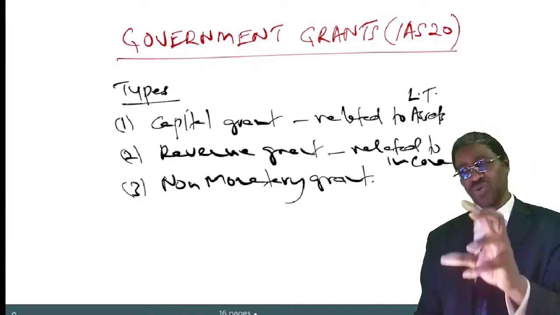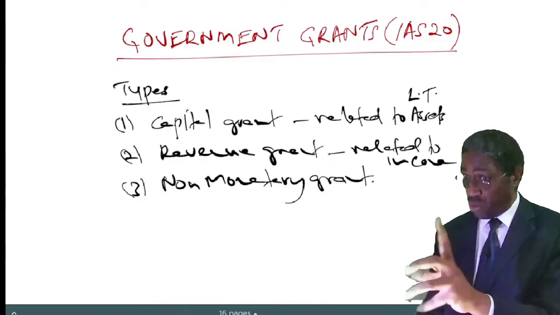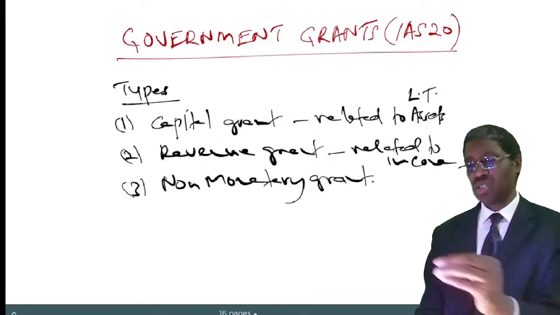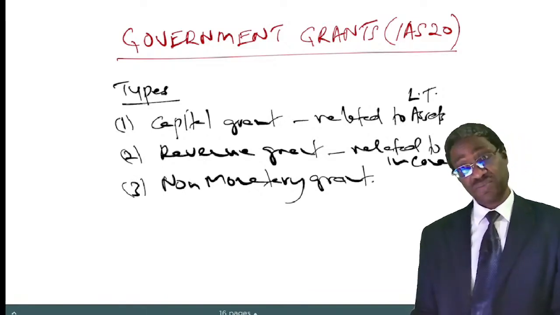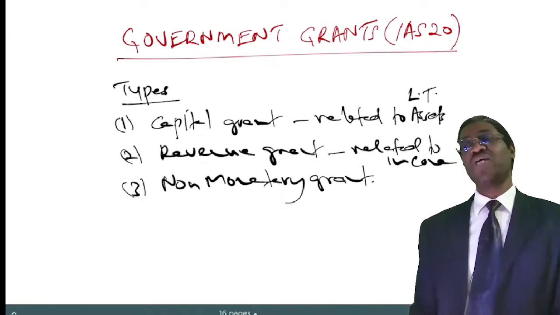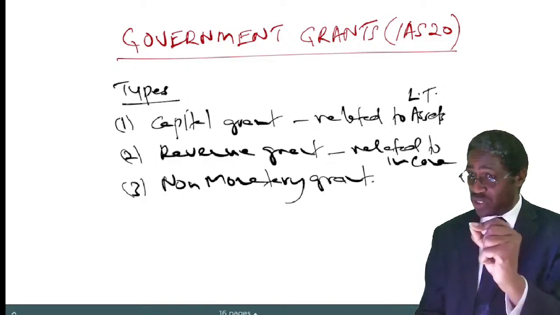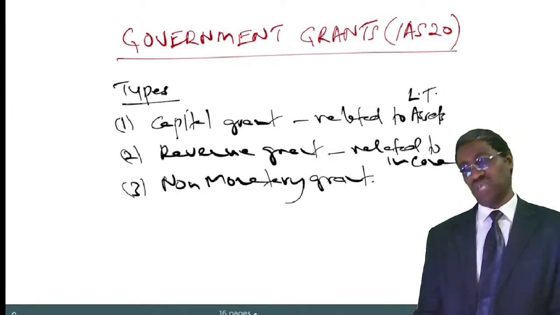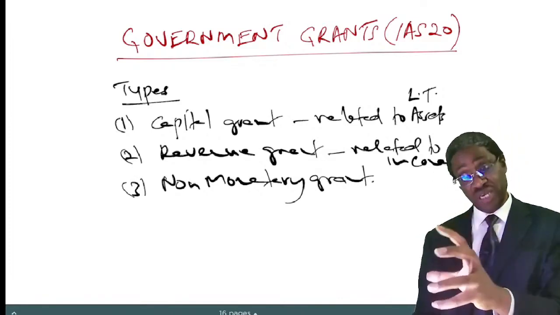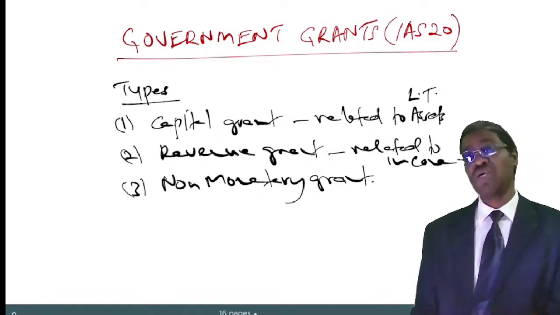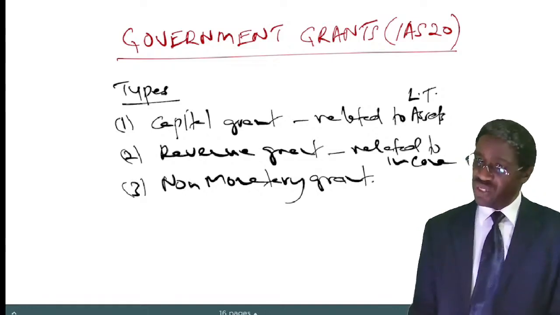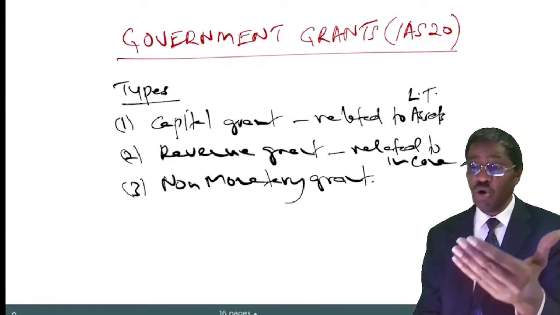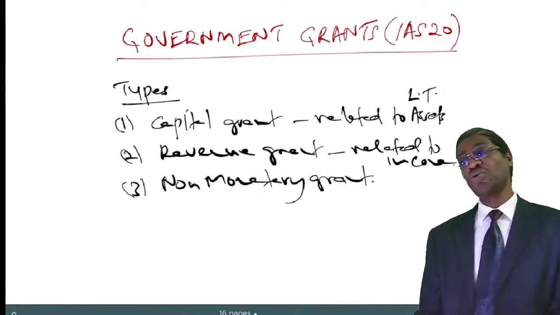A capital grant is related to long-term assets. You are given cash towards the purchase or construction of a long-term asset. A revenue grant is cash given towards revenue, a grant related to revenue or income, meaning the normal running expenses of your business. And a non-monetary grant is where the government gives you assistance in the form of transfer of fixed assets like land or machinery.